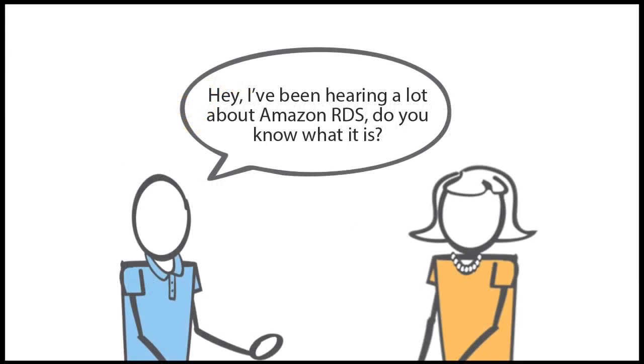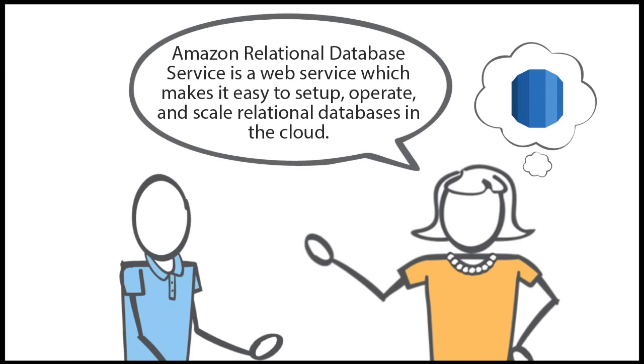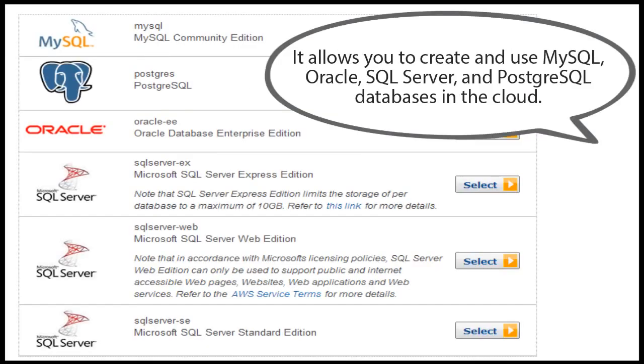I've been hearing a lot about Amazon RDS. Do you know what it is? Amazon Relational Database Service is a web service which makes it easy to set up, operate, and scale relational databases in the cloud. It allows you to create and use MySQL, Oracle, SQL Server, and Postgres databases in the cloud.